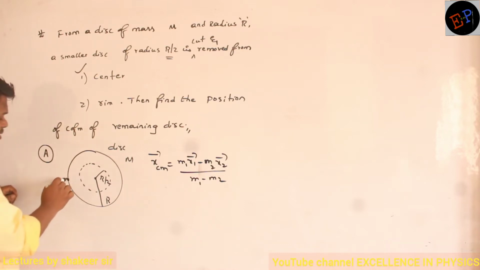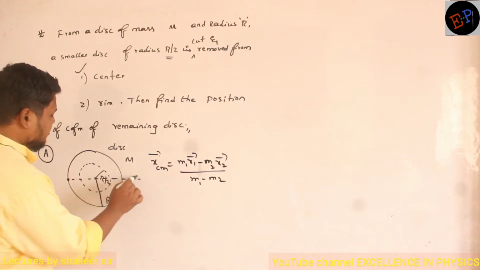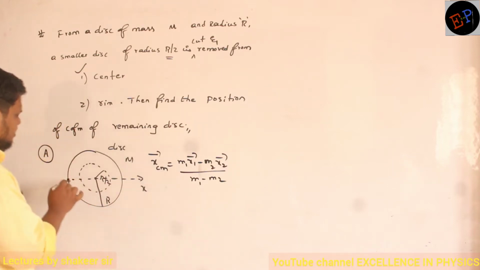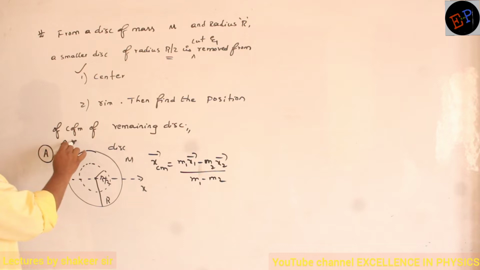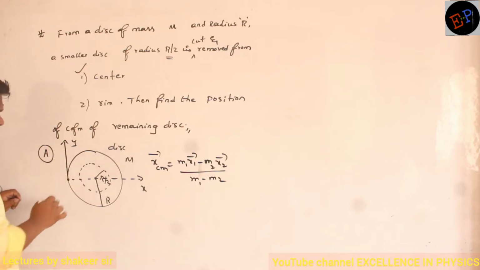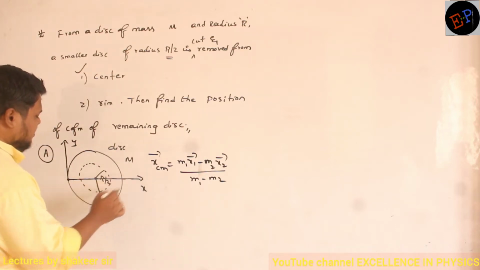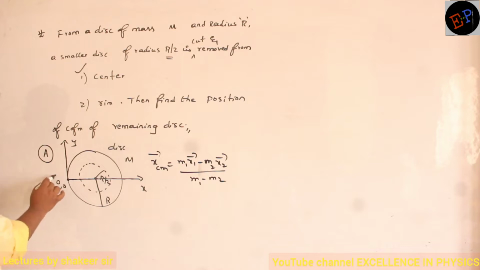I will do one thing. I will take this position to be my reference. So consider this is the x-axis and this one is my y-axis. Are you able to understand? So which reference am I taking? 0, 0. The origin, this point I am taking to be my origin. Are you able to understand?